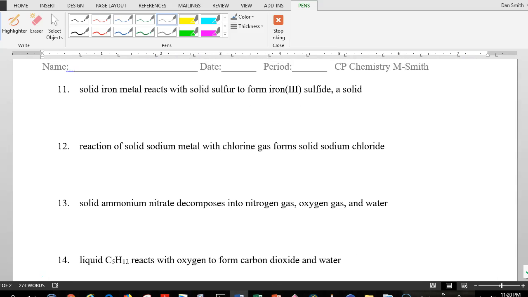More problems. Solid iron. Iron, not one of the 7 diatomics, plus solid sulfur. I'm going to put that down as S. Sometimes online you'll see that as S8, but for this context we're okay with just S. To form iron sulfide with the 3 there.